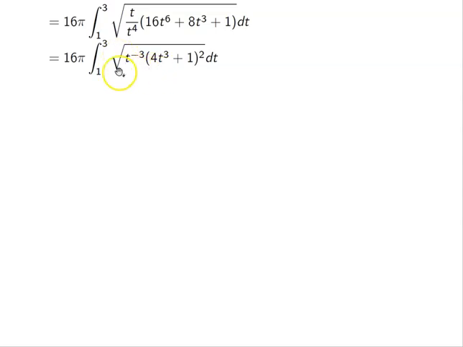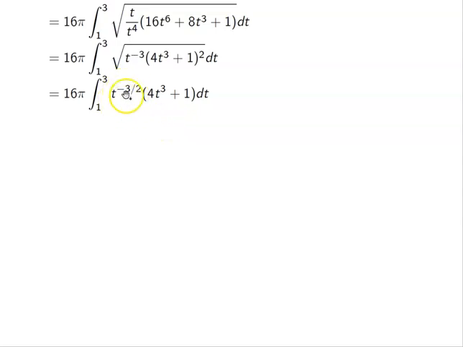And now I can apply this square root. So you might say, well, what about this negative 3? It doesn't matter because it's a power, but it'll get rid of the square here. So this will just turn into t to the negative 3/2, and this square goes away.